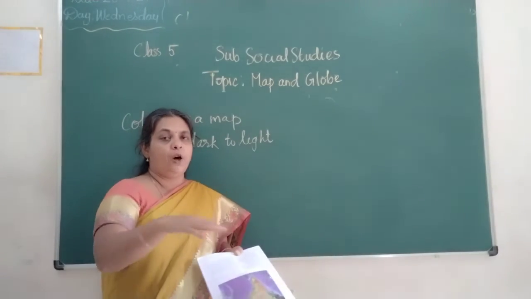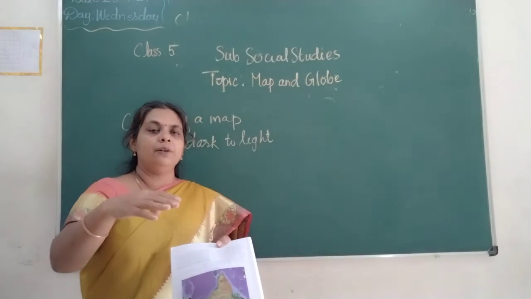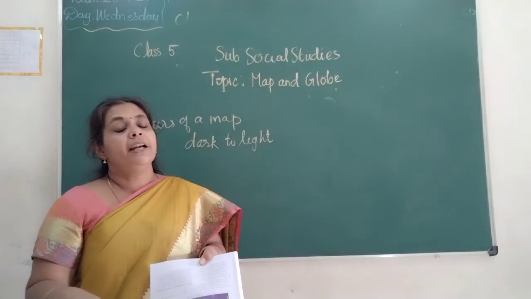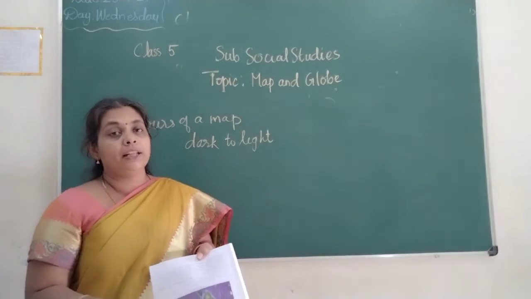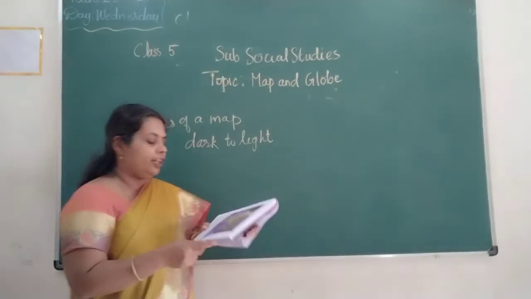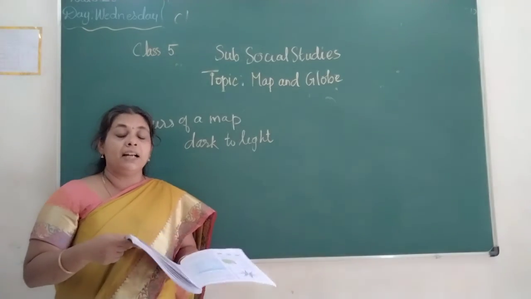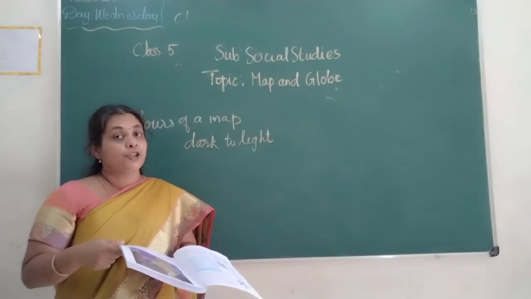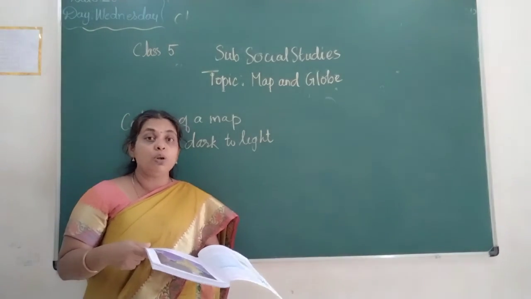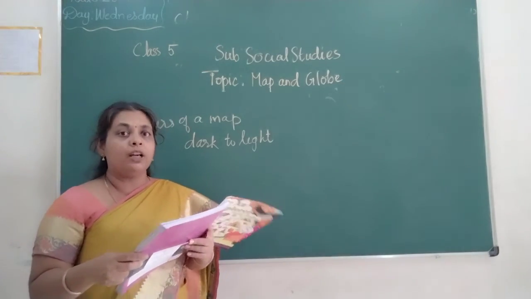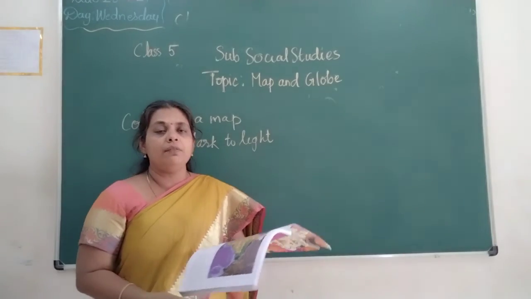Lowlands means land below the normal level height, it is called low level land, children. So in today's class we discussed the conventional signs shown on a map and how colors are used in a map. So take your textbook and read it, children. It's all very interesting.